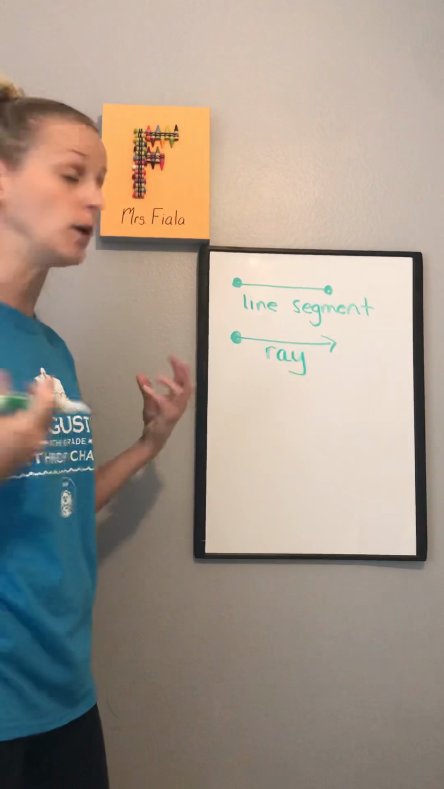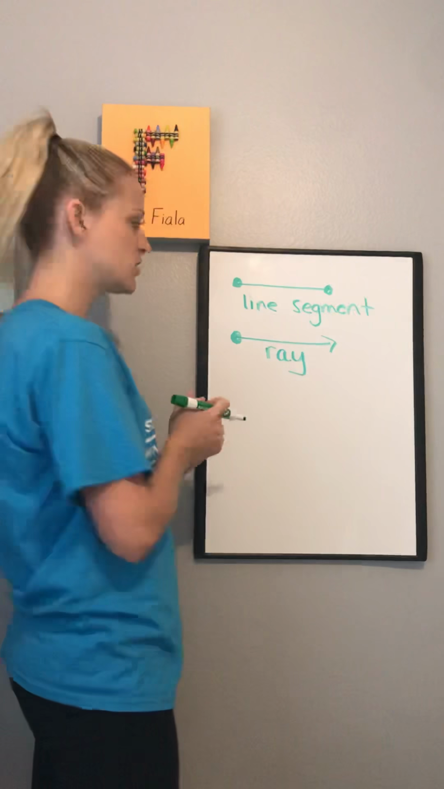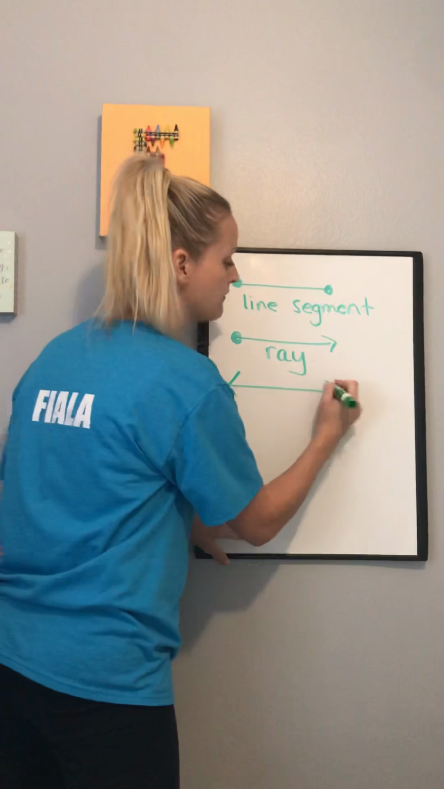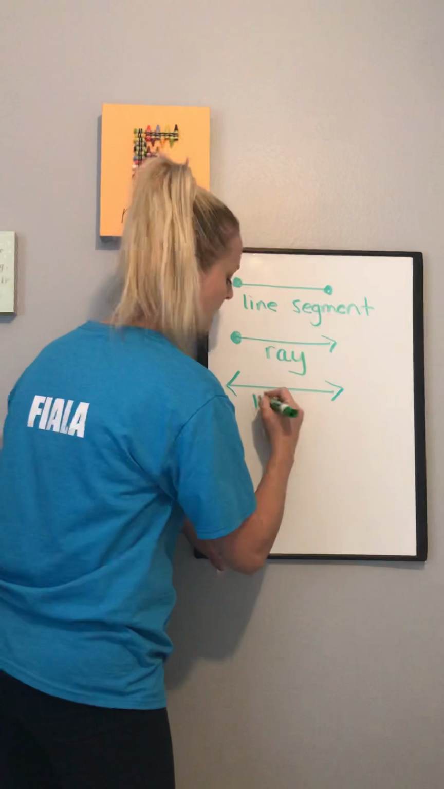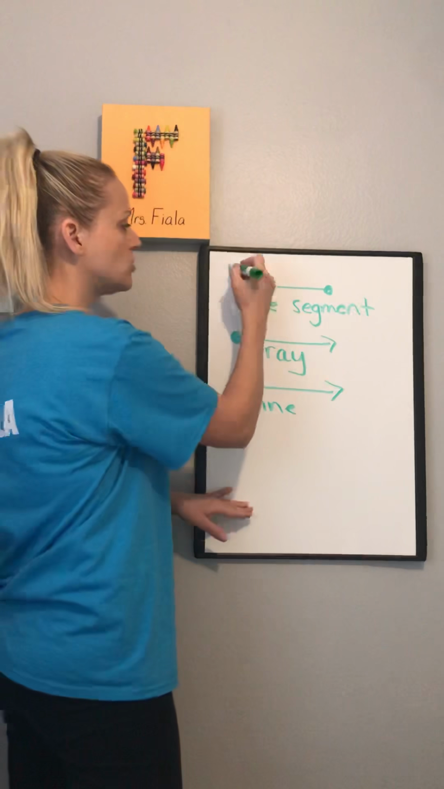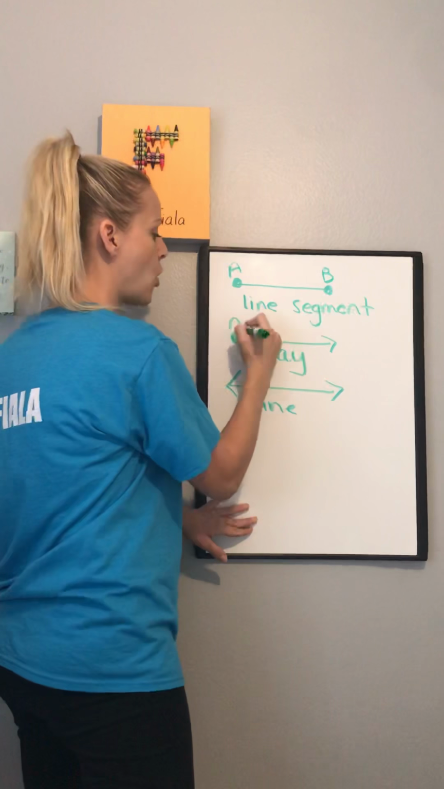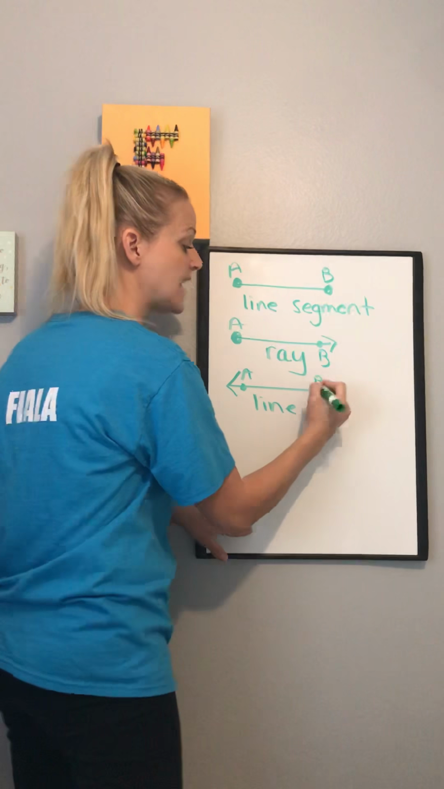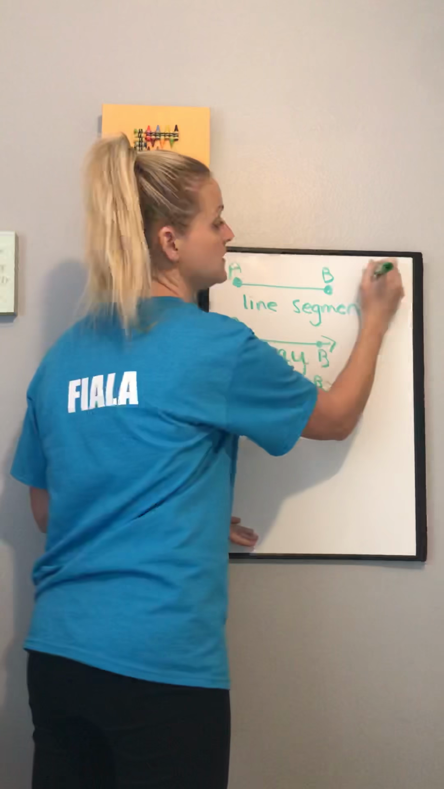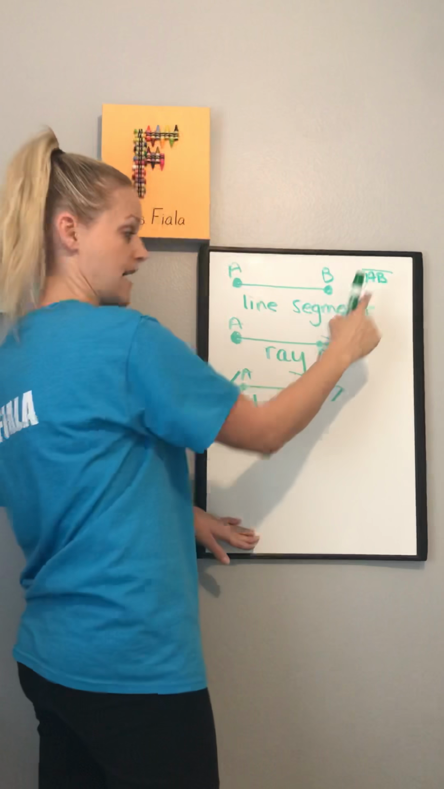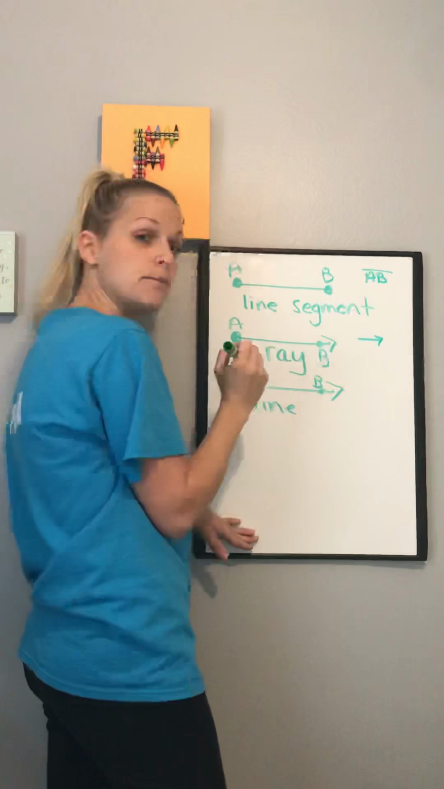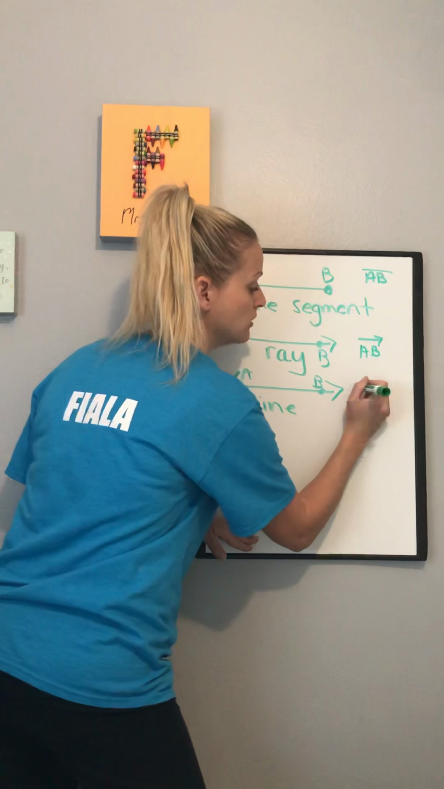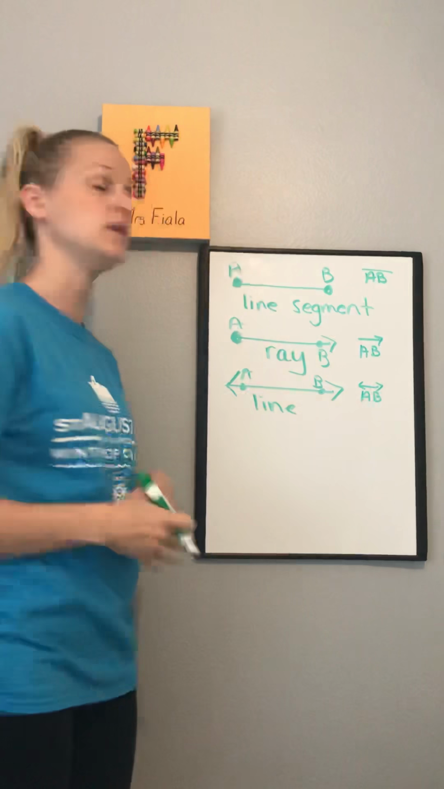What is the geometric term for something that goes on and on forever in both directions? That is a line. These are also labeled with letters, but only 2 letters, not 3 letters like angles. This is line segment AB. That's how I would write that. This is ray AB, with a little ray symbol. This is line AB, with a little line symbol and the 2 letters AB underneath.